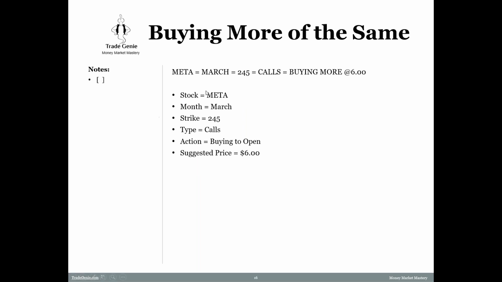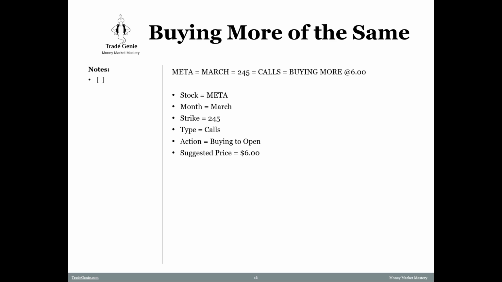Sometimes we do send out to buy more of the same. So Meta, let's say we bought Meta at 10, now it's trading at 6. We send out the alert to average down, buy more. When you bought one contract at 10 and it's trading at 6, you're supposed to buy two contracts at 6. So very close dollar-wise.